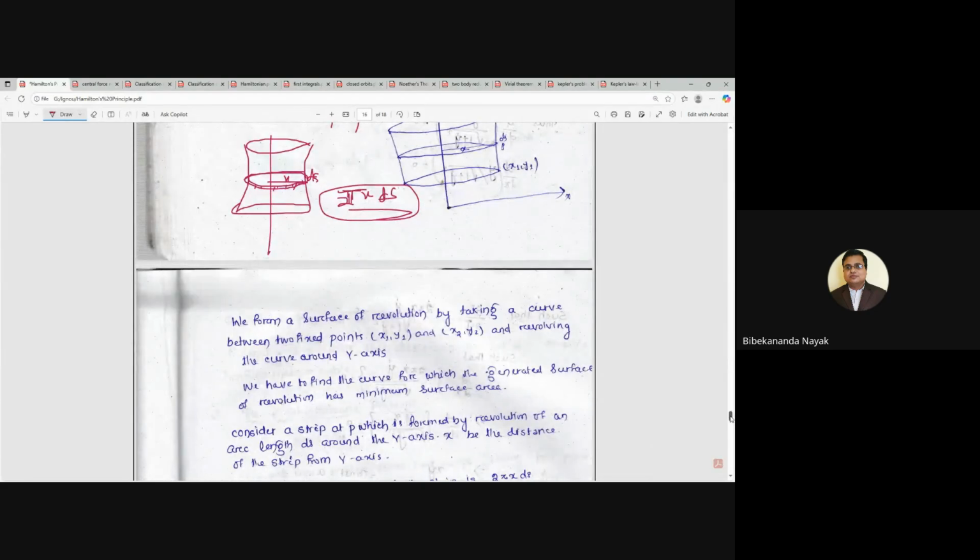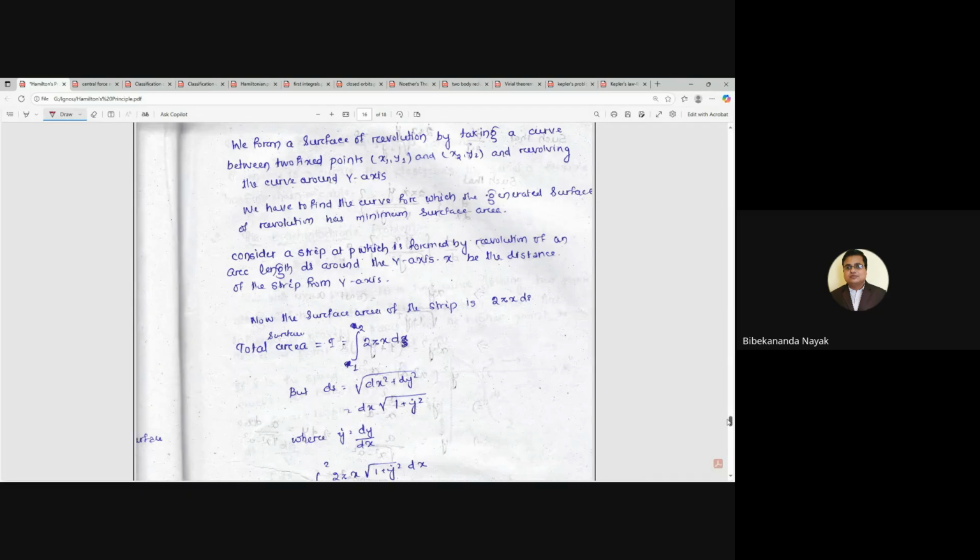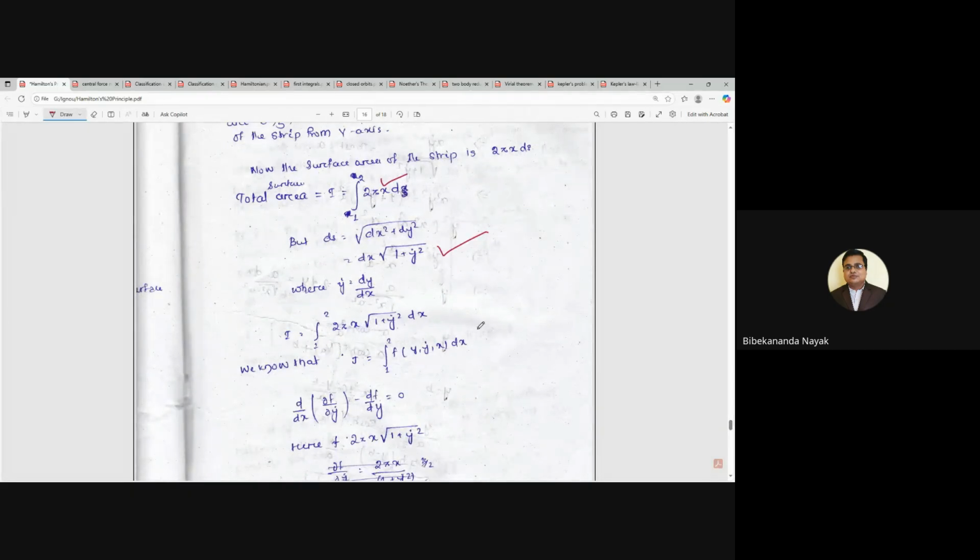Now from this we get the exact result. So 2 pi x ds, we integrate it from 1 to 2 for the total surface area: the integral of 2 pi x ds. We know ds is square root of 1 plus y dot square dx, like the straight line case. Finally J is equal to the integral of 2 pi x square root of 1 plus y dot square dx. We know that if J represents the minimum or exact path of motion, then it must satisfy the Euler equation. Comparing this, what is the value of f? f is 2 pi x square root of 1 plus y dot square.